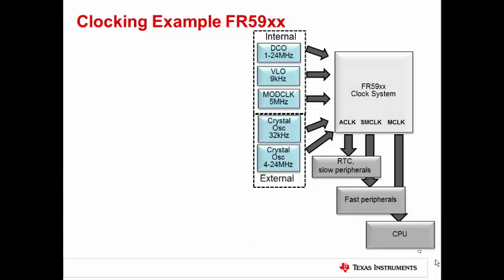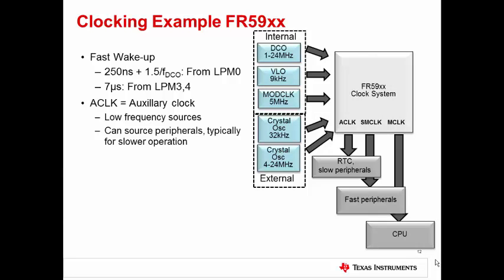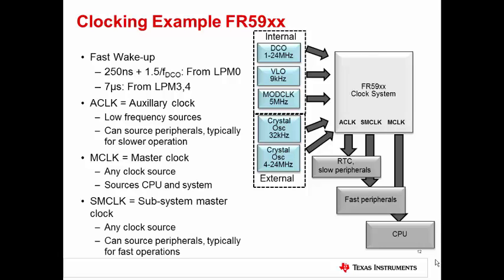MSP430 has three clock domains. The auxiliary clock, or A clock, which is typically a slower clock used for slower low power peripherals. M clock, or master clock, which basically sources the CPU. And the subsystem master clock, or SM clock, which is typically used to source fast peripherals.